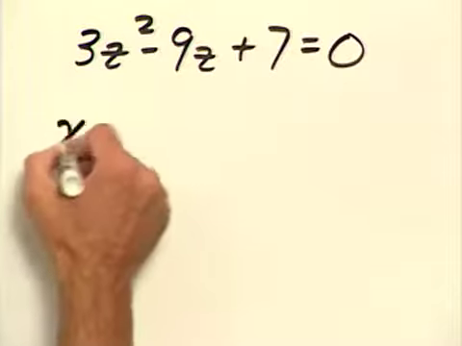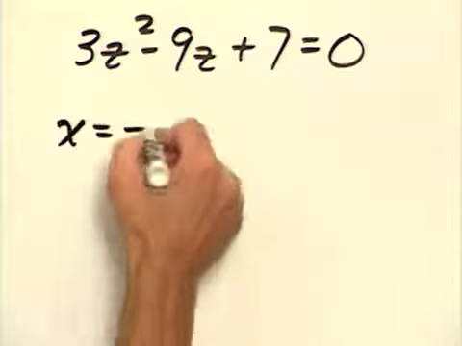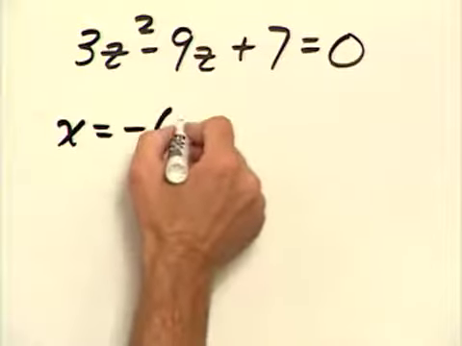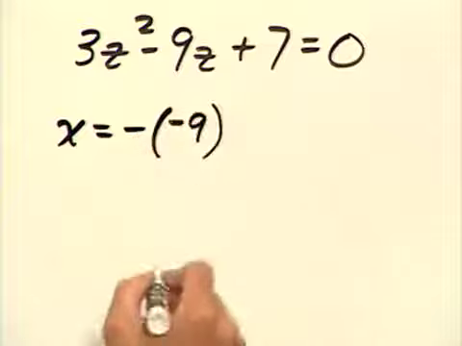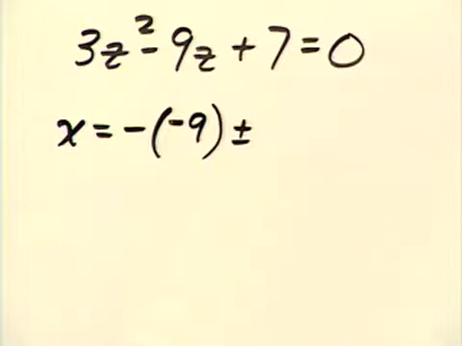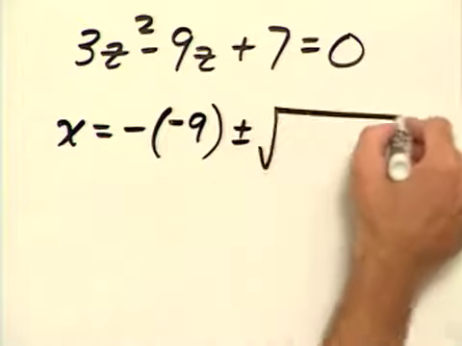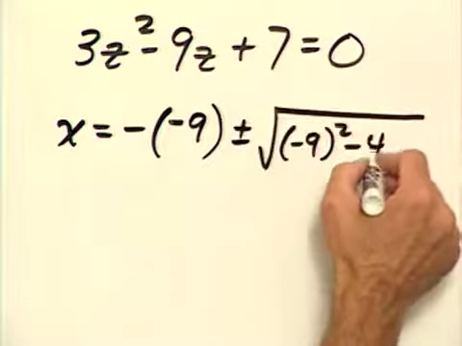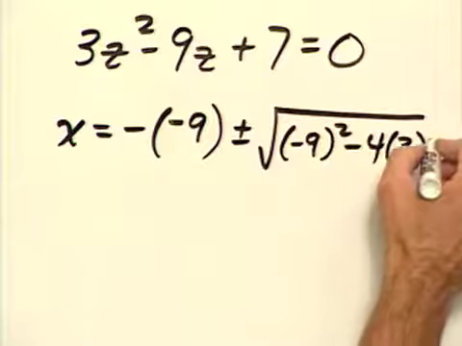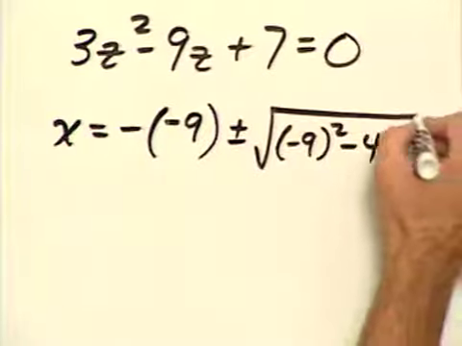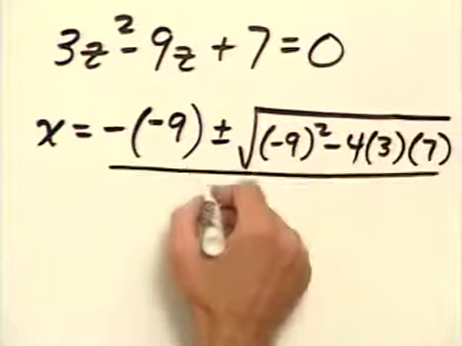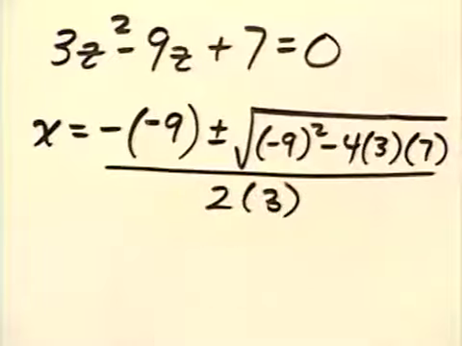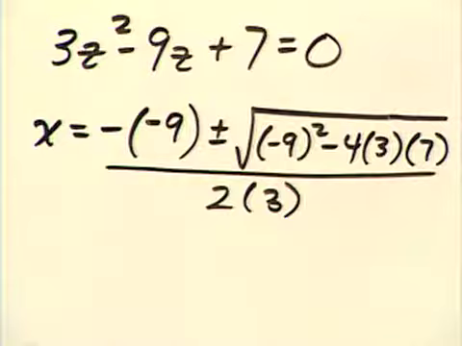So I'm going to have x is equal to negative, whatever b is, which is negative 9 in this case, plus or minus the square root of negative 9 squared, or b squared, minus 4 times my a times my c. Then I need to divide all of this by 2 times my a, which is a 3. Now, let's simplify this and see what we get.